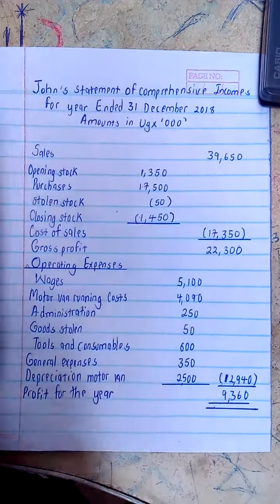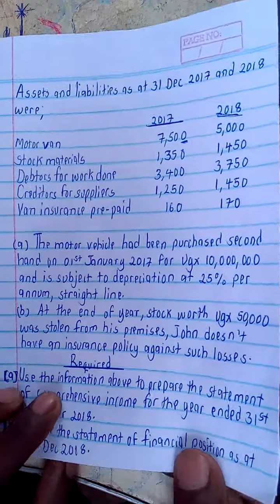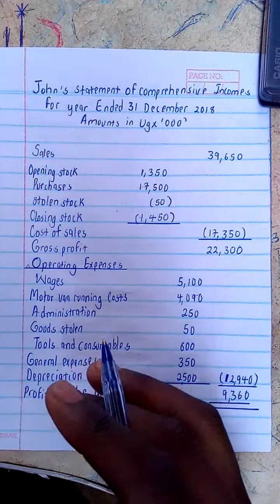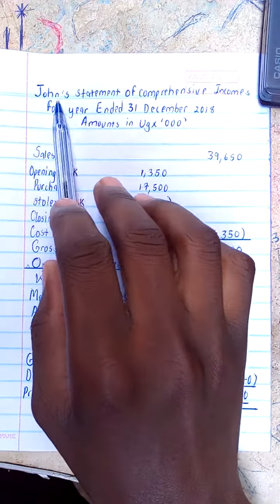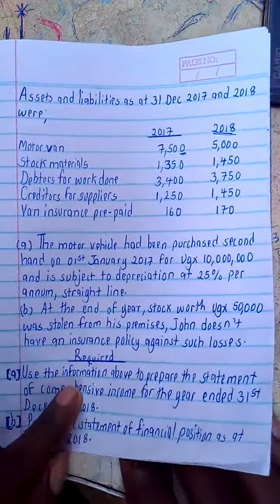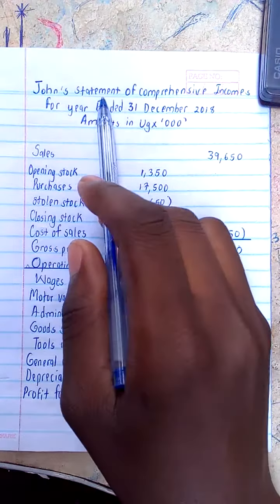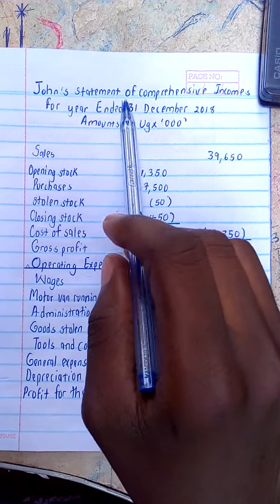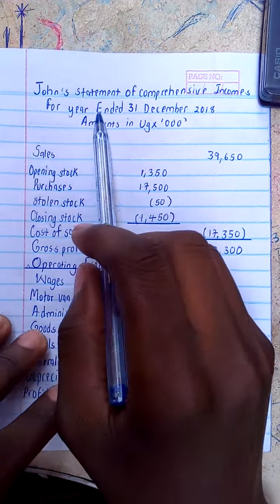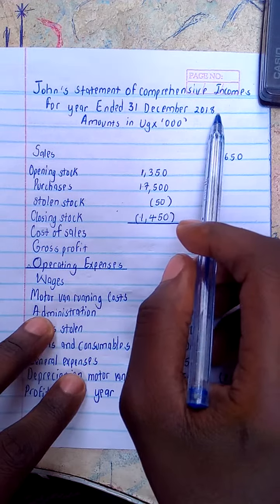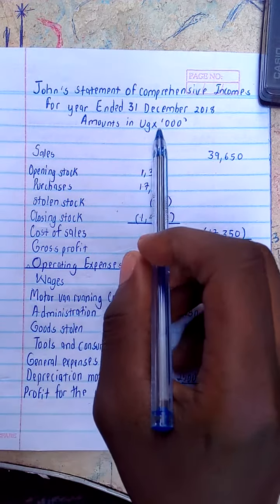So, after knowing that, I'm going to come and do the statement of comprehensive income, which I start with a good title, saying John's statement of comprehensive income for the year ended 31st December 2018. These amounts are in thousands.